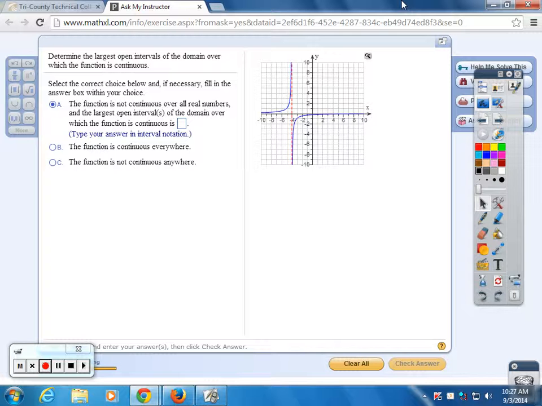Why can you not use negative 4 or 4 or whatever? Yeah, 4. No, negative 4. Because that will give you a 0 in the denominator. So I don't know what they're asking you, but that's the answer. The function is not continuous over all real numbers. The answer is all real numbers except negative 4, and I think that's what this is asking.